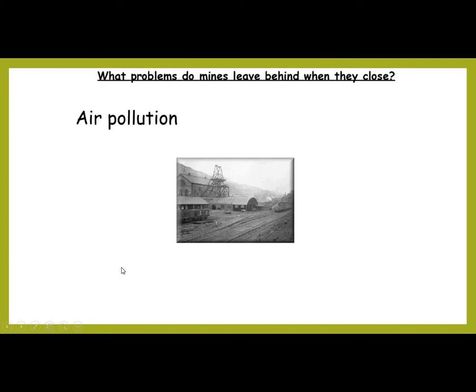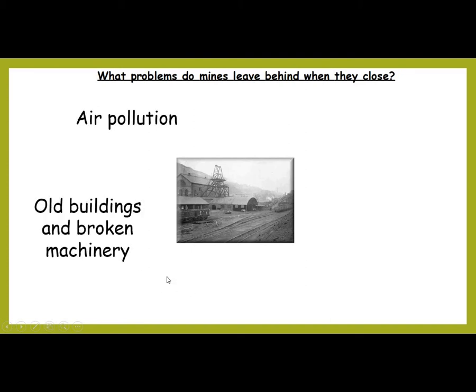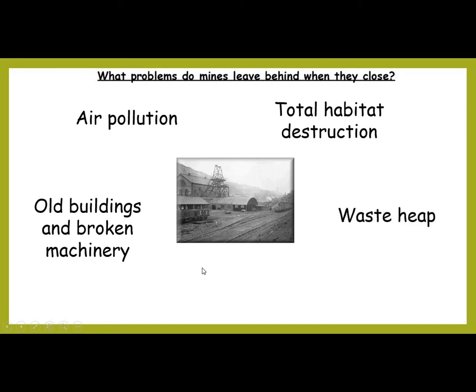So you've got residual leftover air pollution, broken down old buildings and machinery, complete habitat destruction in the area, the waste heap full of toxins that when it rains, those toxins are washed into the rivers and it contaminates the water supply. So pause the video here a moment and create a spider diagram for the problems that mines leave behind when they close.